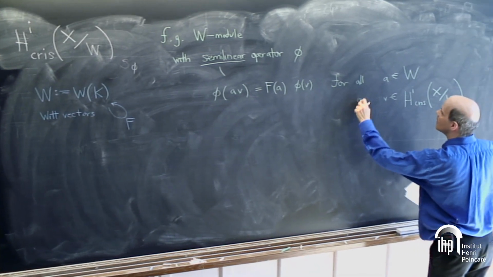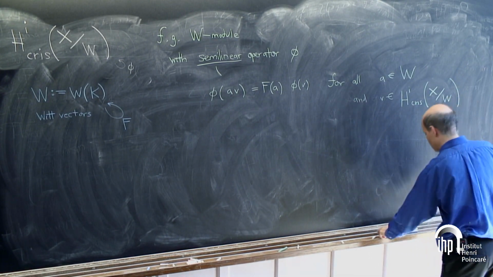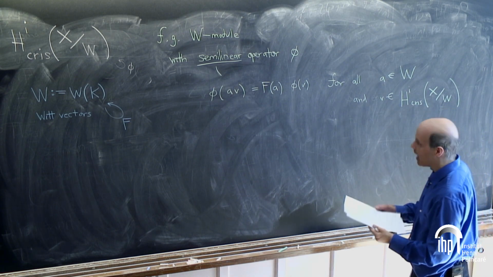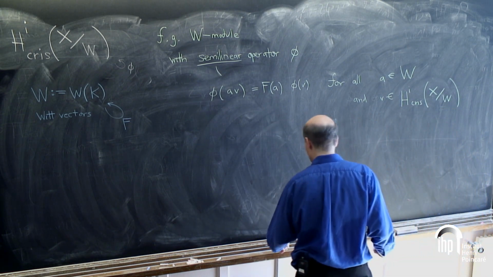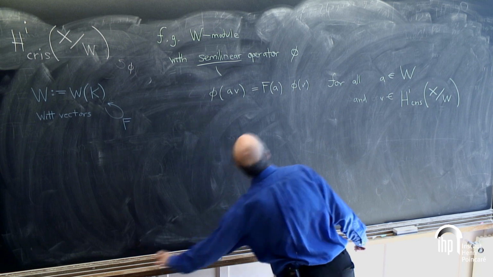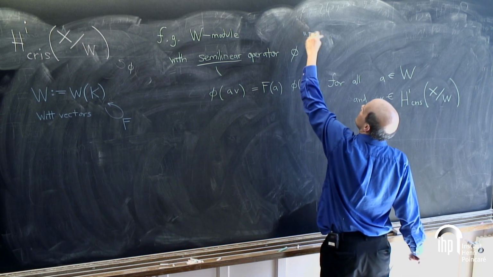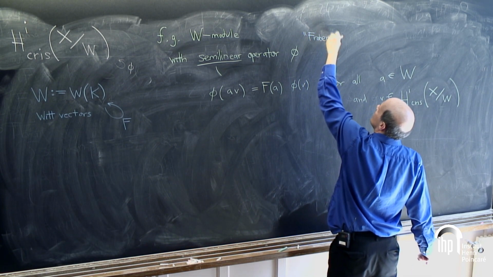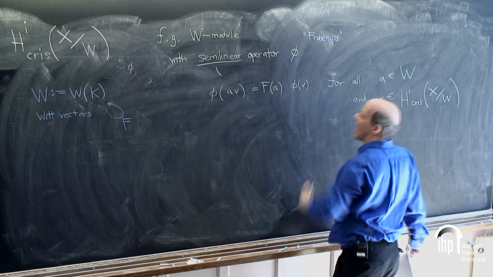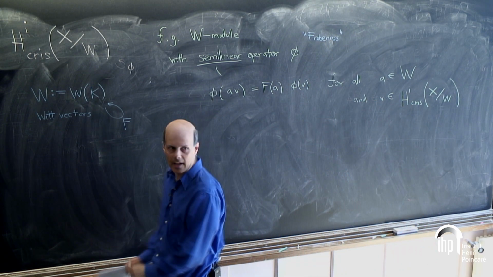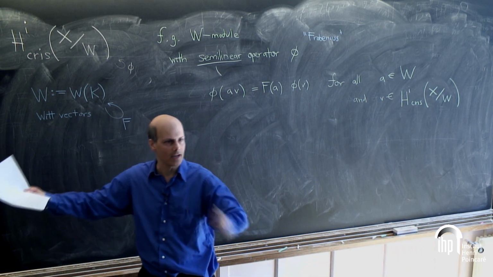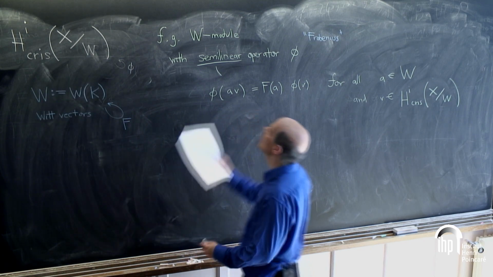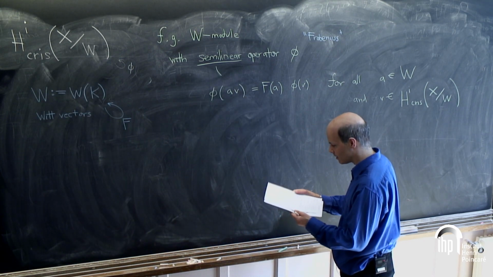This phi is also called Frobenius. It comes from the absolute Frobenius morphism of X, and that induces, by pullback, this operator on this cohomology.